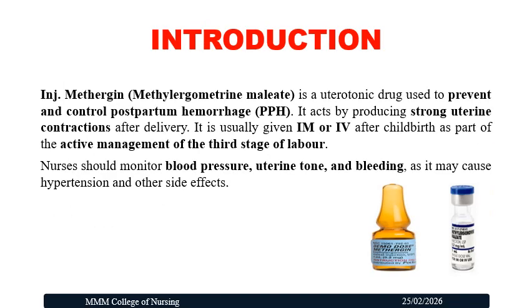Introduction. Injection Methergin is a uterotonic drug used to prevent and control PPH. It also acts by producing strong uterine contraction after delivery. It is usually given by the IM or IV route after childbirth as part of the active management of the third stage of labor. Nurses should monitor BP, uterine tone and bleeding as it may cause hypertension and other side effects.